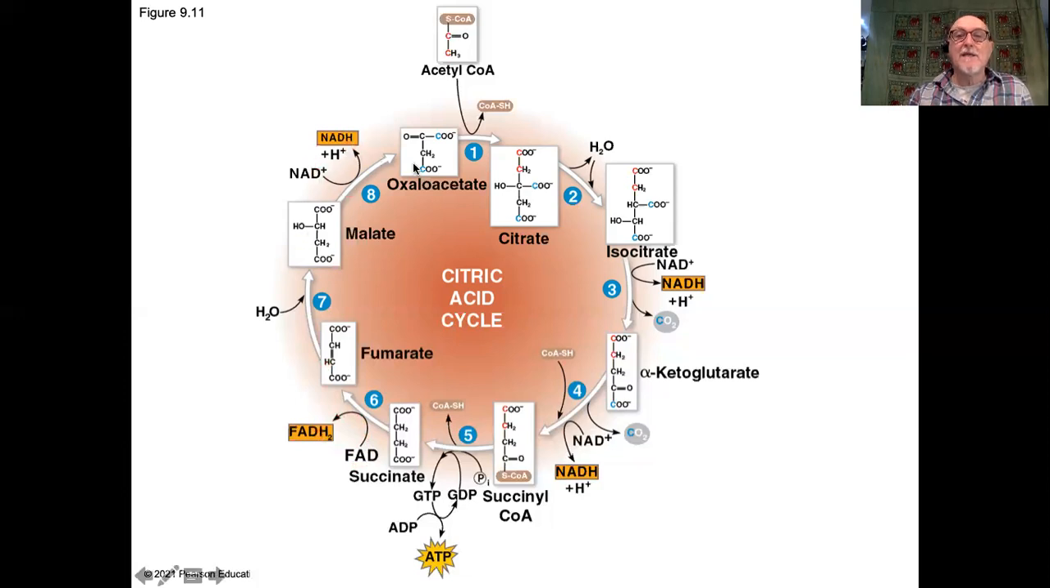How many NADHs did we produce? 1, 2, 3, plus 1 FADH2. We've produced 4 electron carriers, and we're going to do this twice. Why? Because we broke glucose into 2 pyruvates. Pyruvates went to 2 acetyl coenzyme A's. So for every glucose molecule, we run this twice. In addition, we produce a little bit of ATP here.